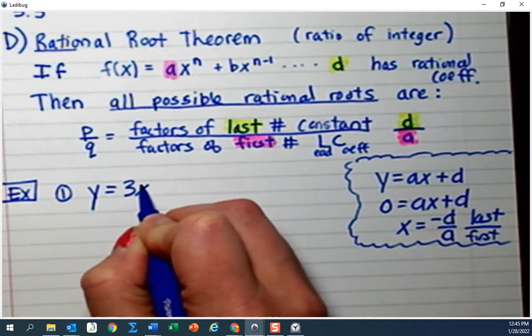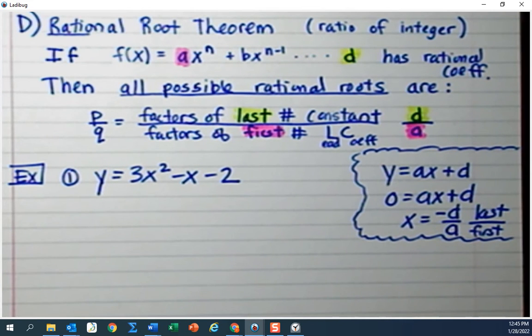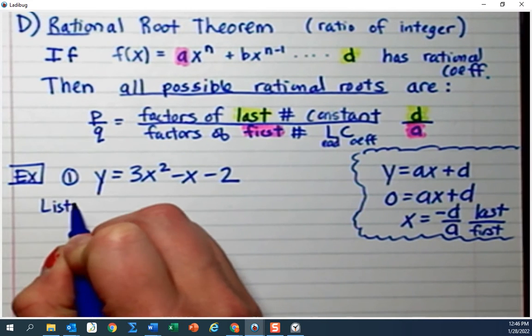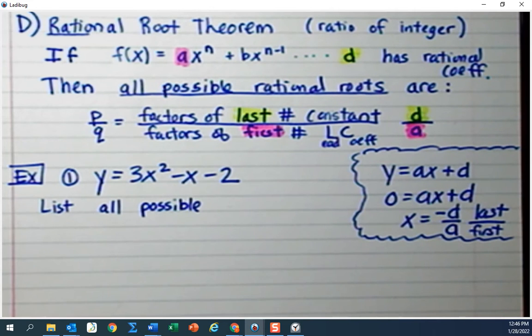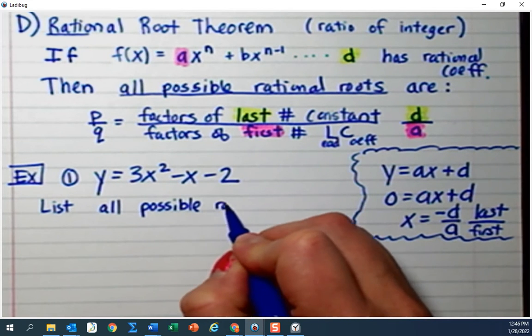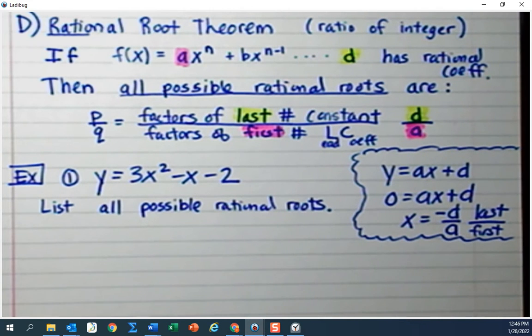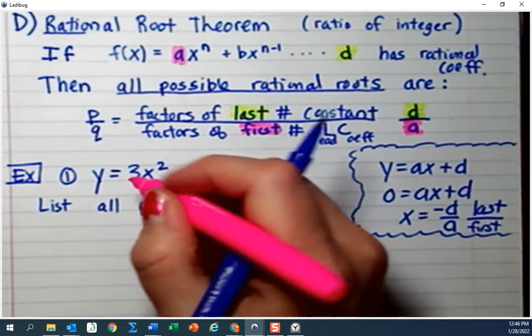Y equals 3x squared minus x minus 2. List all possible rational roots. It doesn't say solve, it says list. So that's all I'm going to do. Last number, first number.